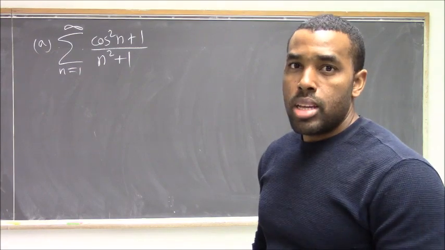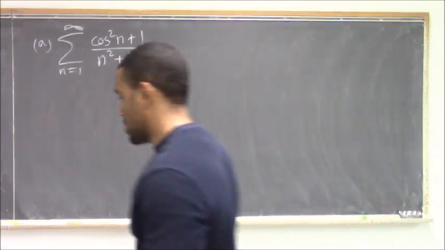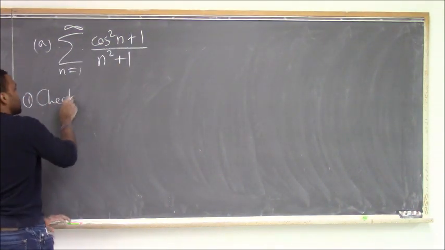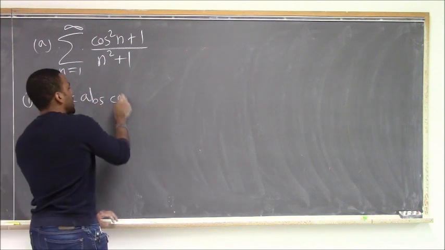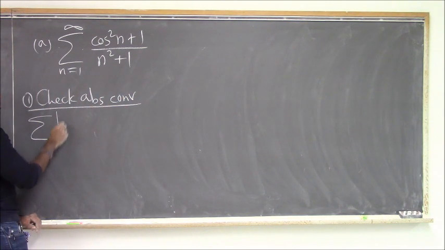So now that we know that the test for divergence isn't going to help us, we're going to jump into the process. So 1, check absolute convergence. What does it mean to check absolute convergence? It means you're going to consider the series with absolute values around it.